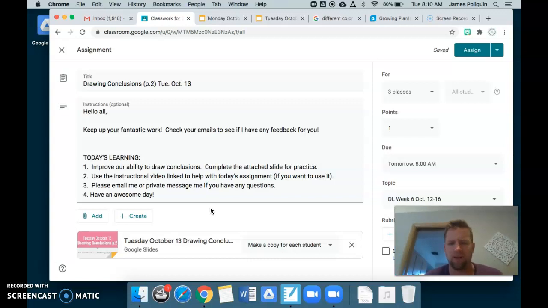Avoid turning in blank slides, blank sheets. That's a waste of both of our times. Don't just turn it in to turn it in. Turn it in, give quality work, so then I can give you quality feedback. But a lot of us are doing great work, so I really hope you keep it up.